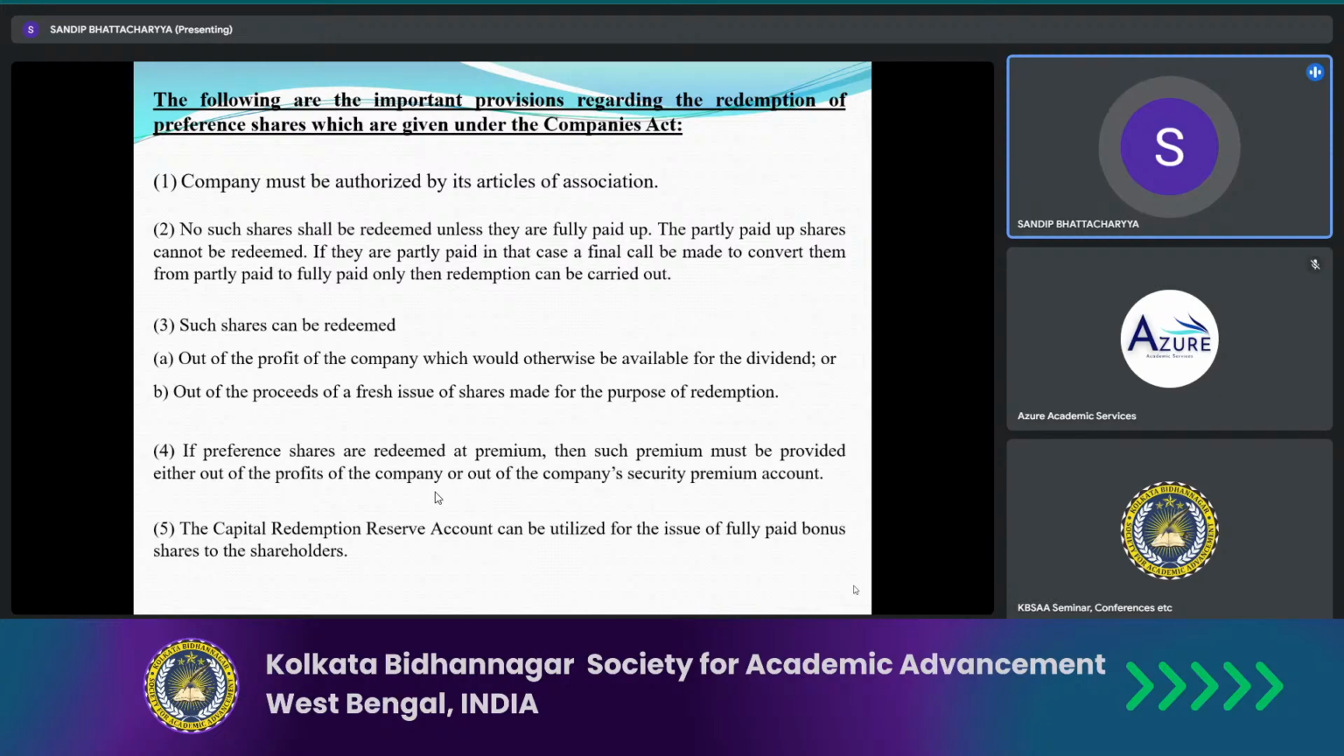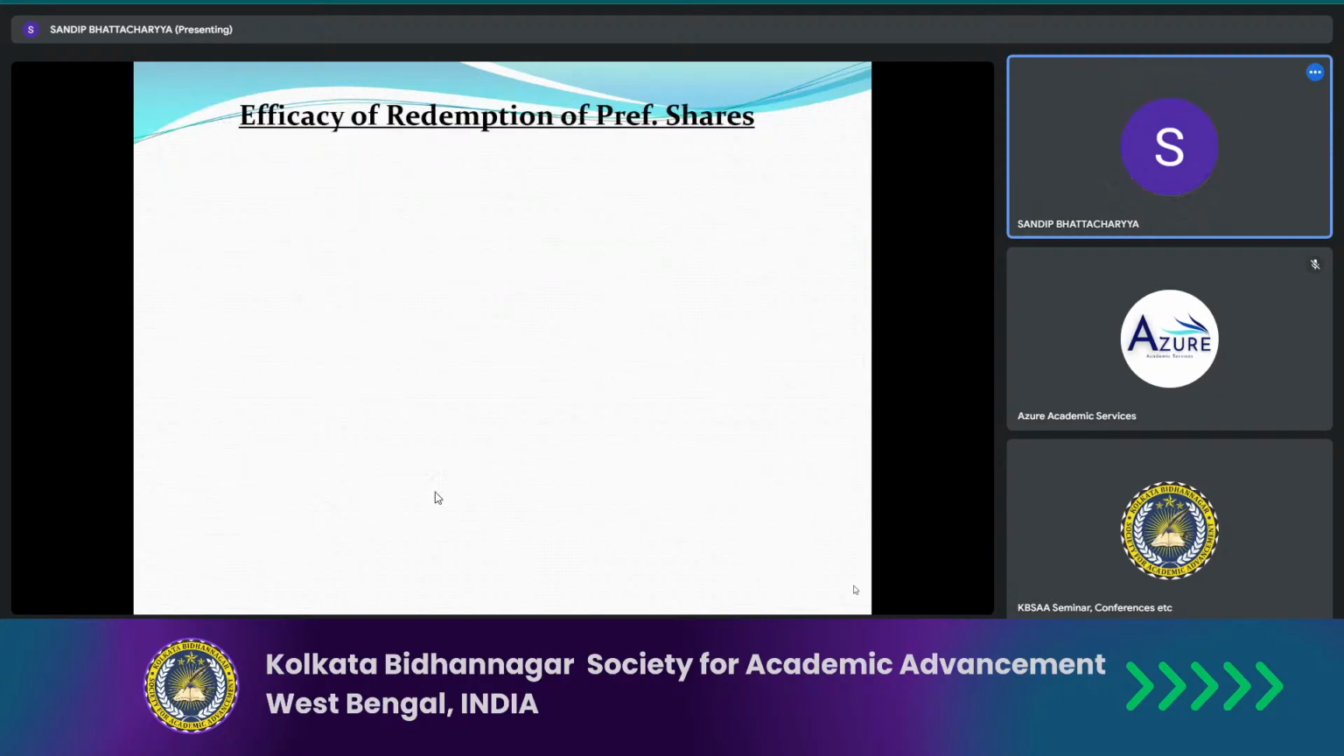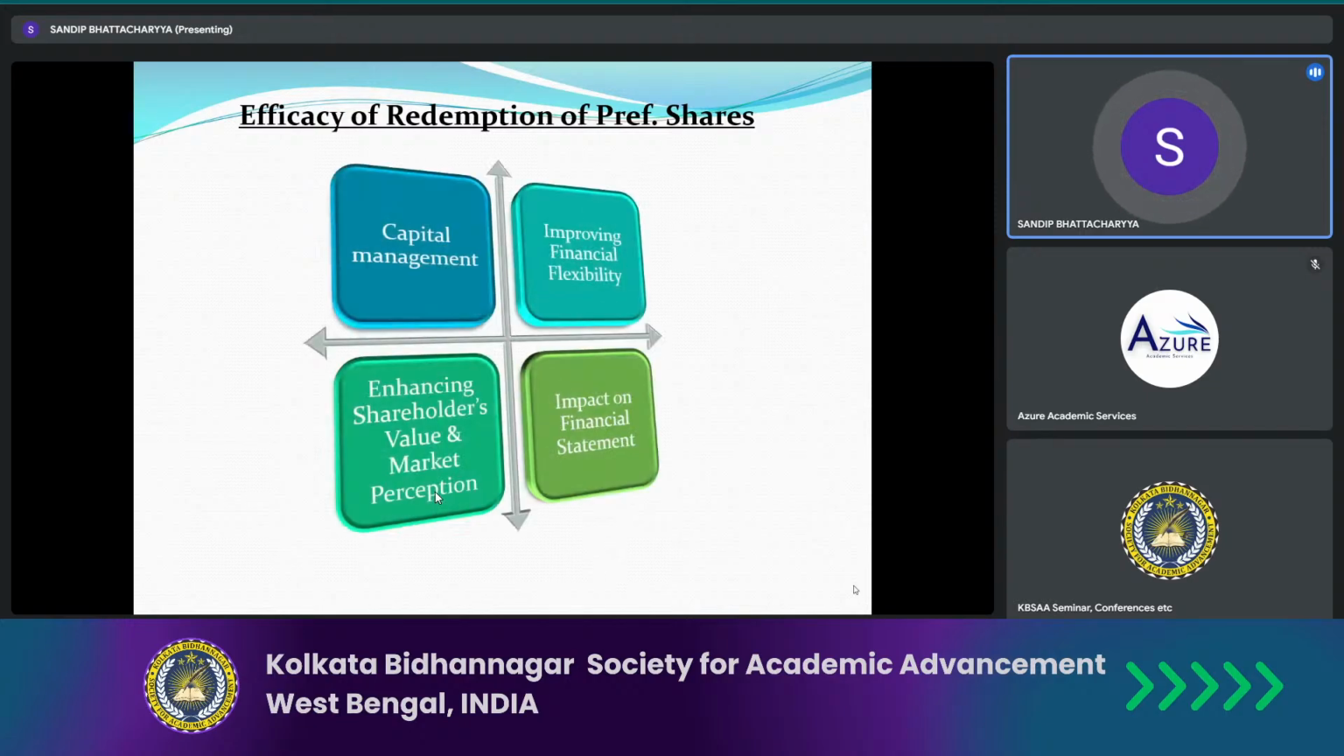So I am moving to my next one. What are the different implications of the redemption of preference shares, or what are the different reasons for such redemption? As you can see in my slide, there is capital management, there is improving of financial flexibility, enhancing of shareholder value and market perception, and the impact on the financial statement. I will explain it one by one.